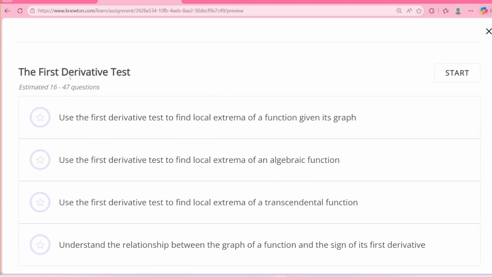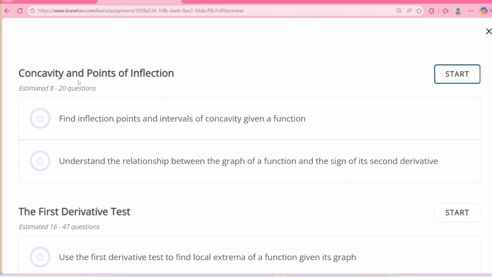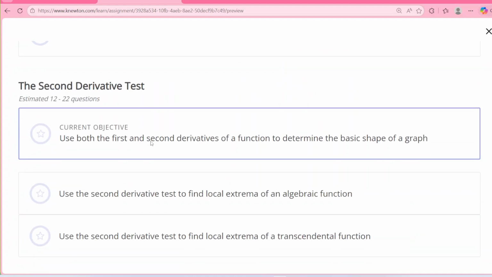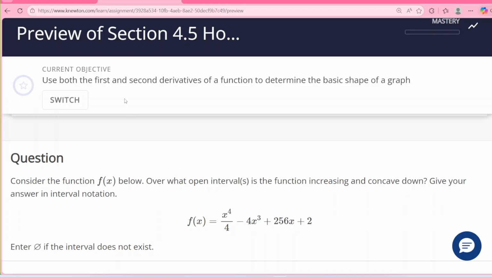So I've already done a part 1 video on the first derivative test objectives and a part 2 video on the concavity and points of inflection objectives. All right, so this will be the last video, part 3 on the second derivative test on these 3 objectives here. Then back on the main screen, you have your current objective, and a question beneath it related to that objective.